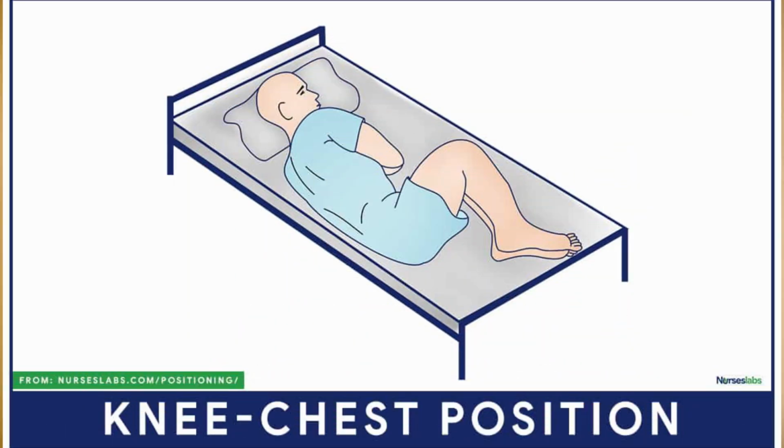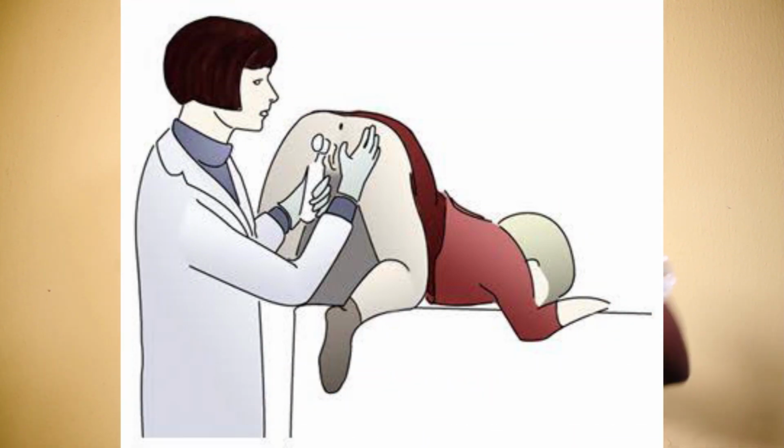In lateral knee chest position, the patient lies on their side. Torso lies diagonally across the table. Hips and knees are flexed. That is for the lateral knee chest position. Then the other is the prone knee chest position. How does it look? Look at it on the screen.